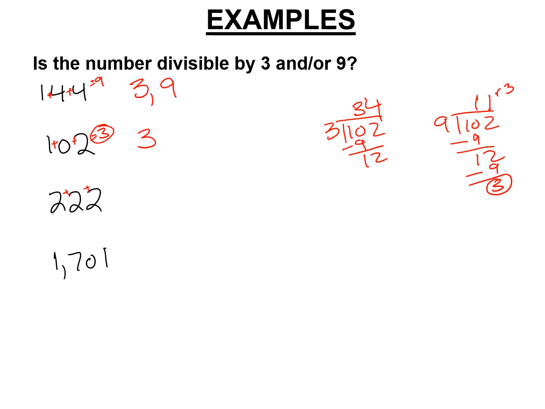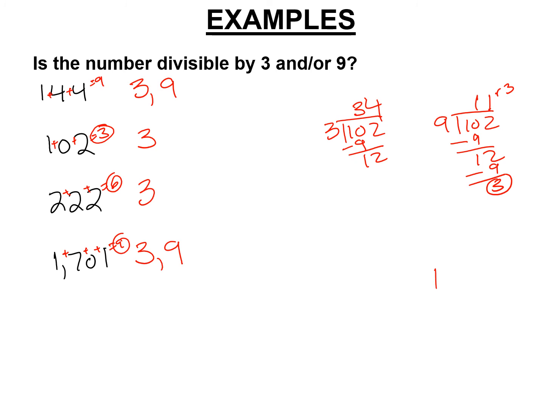2 plus 2 plus 2 is 6. Well, 6 is on the 3 times table, but 6 is not on the 9 times table. It's too small. So only 3 goes in. And 1 plus 7 is 8 plus 0 plus 1 is 9. So again, 9 is on both of them, and so that gets both 3 and 9. Whenever you have a 9 there, you'll also have 3.